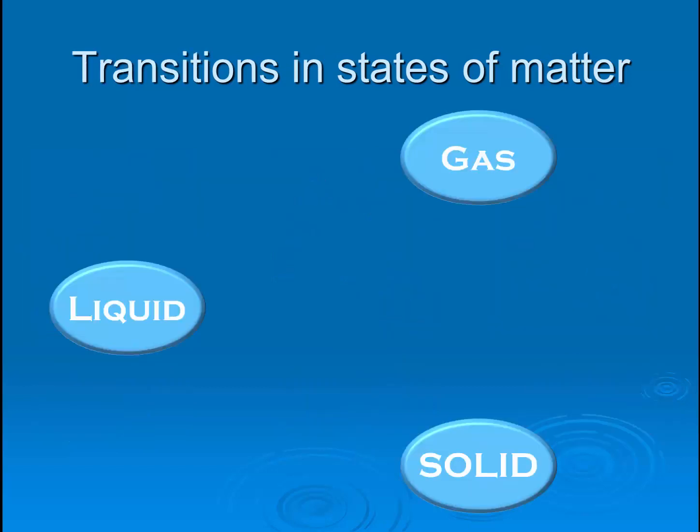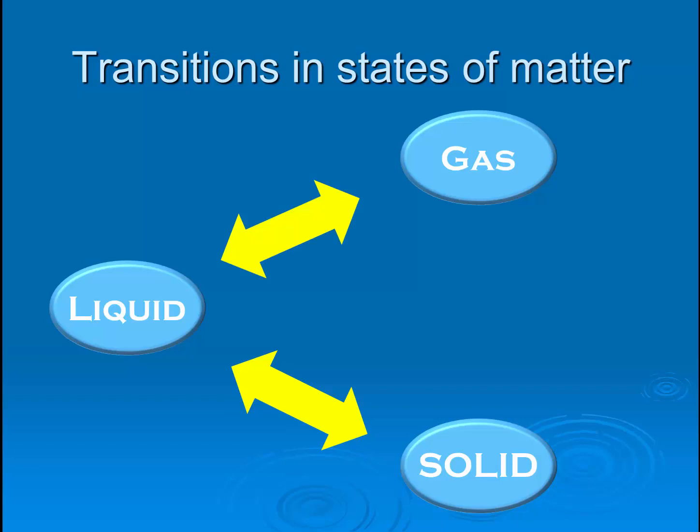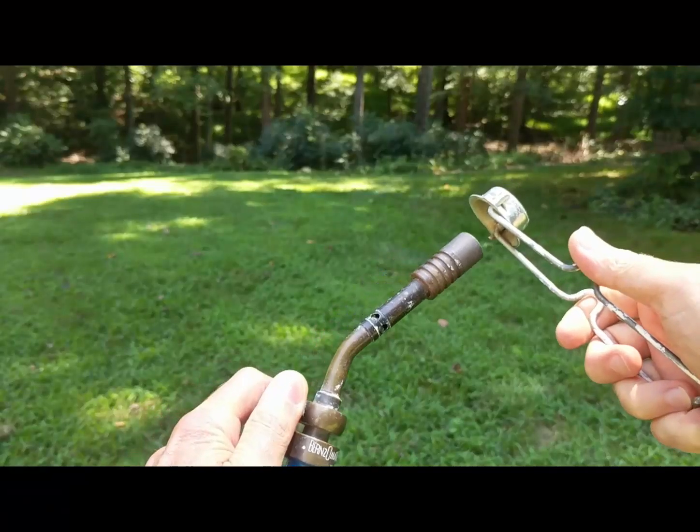Not only do we talk about the states of solid, liquid, and gas, we're interested in the transitions. Is it possible to go from solid to liquid or liquid to solid? How about liquid to gas or gas to liquid? Would it even be possible to go from solid to gas or a gas to solid? What are the names of these transitions and how do they work? Let's explore this a little deeper.